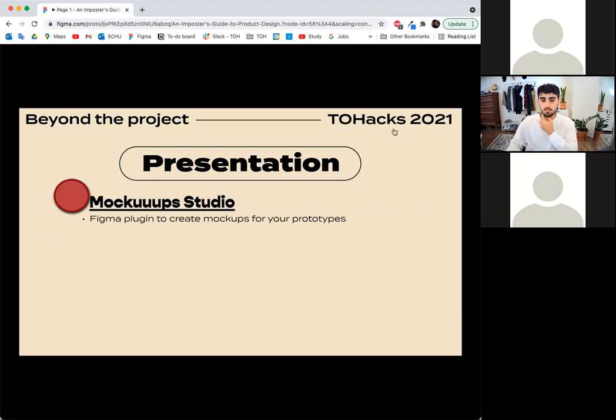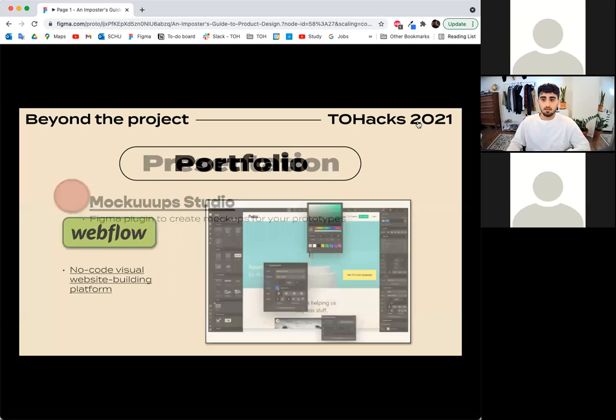I also want to touch upon some things that would help you after you're done your project and how you can display and sort of show off what you've learned. MockUp Studio is a really sick Figma plugin that you can use to create mockups of your products directly within Figma. So you can show off the beautiful interface as well as give people an idea of what it would look like on actual hardware, such as an iPhone or a kiosk or a tablet.